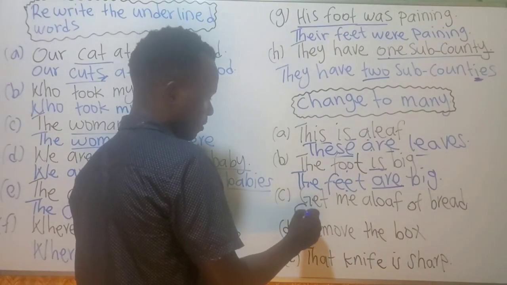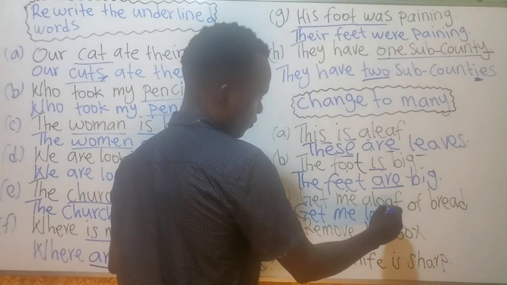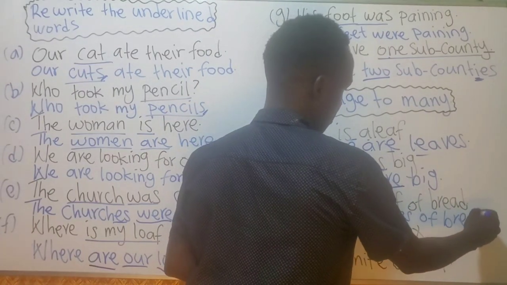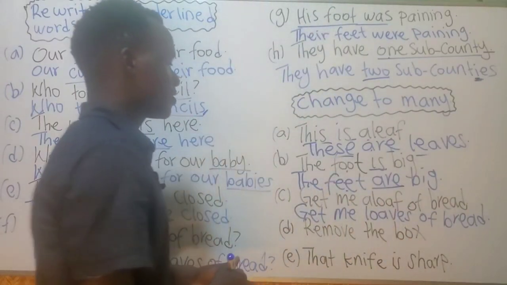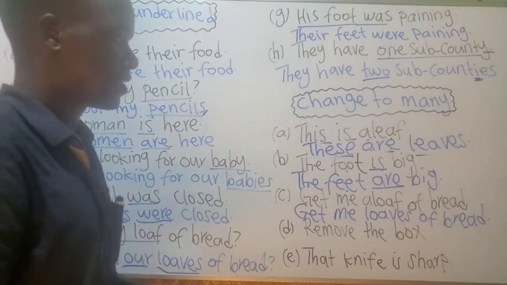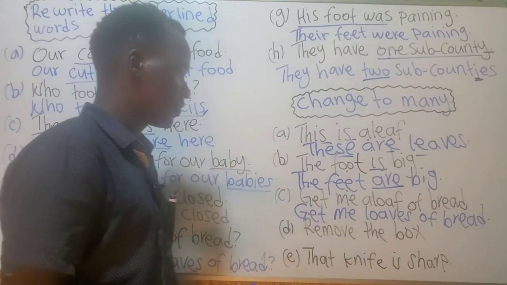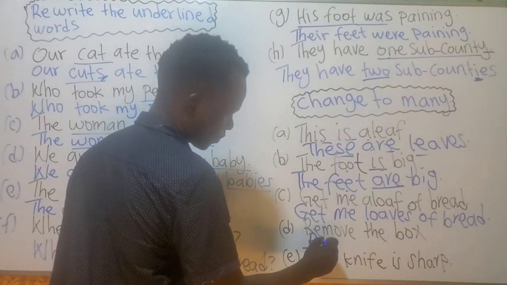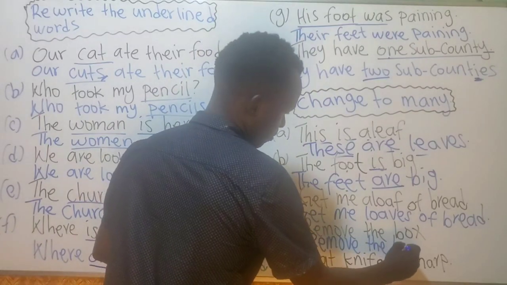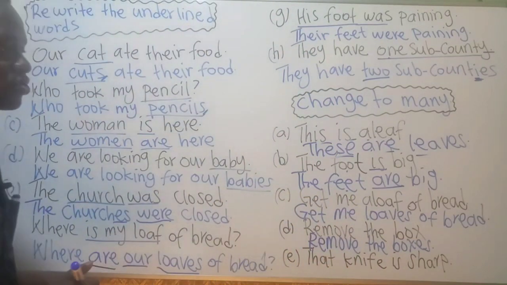Okay? Get me a loaf of bread. Okay? Then here becomes get me loaves of bread. Okay? This is simple. Get me loaves. A loaf will change into loaves. Yes. Get me loaves, 2, 10, 20 of bread. Mm-hmm. Remove the box. Here will become remove the boxes. Okay. Remove the boxes.